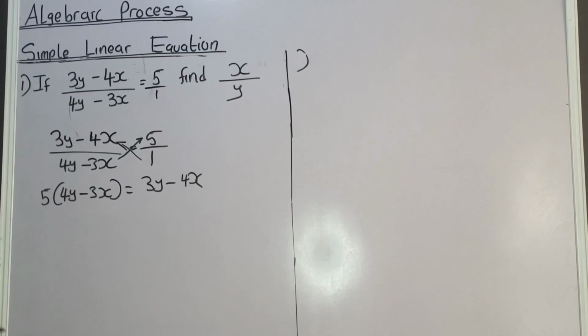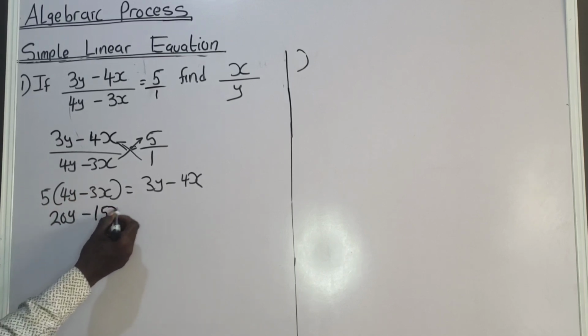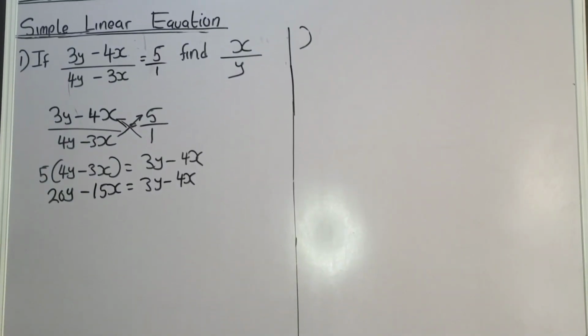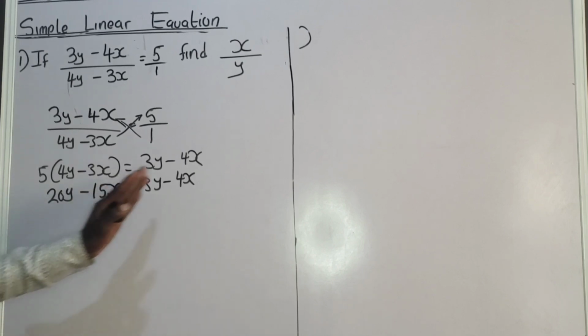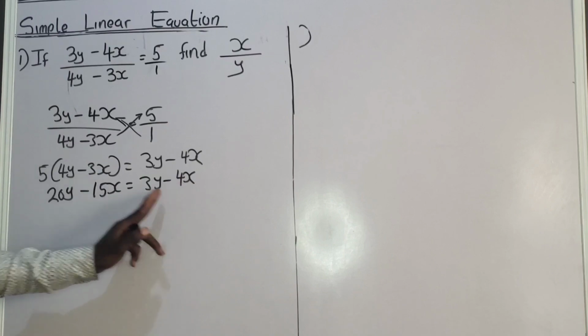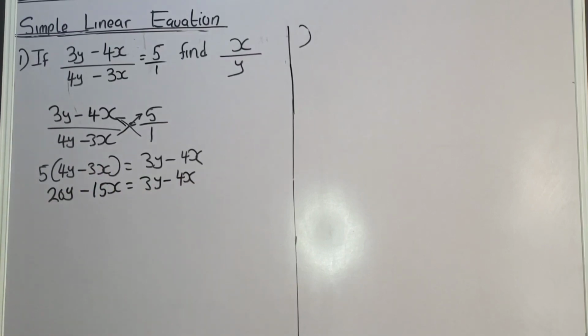5 multiplied by 4y will give us 20y. 20y minus 5 multiplied by 3x will give us 15x. You understand? Now, is equal to 3y minus 4x. Now, from this point, we can collect like terms, okay? We can collect like terms. I'm going to move x to the right hand side of the equation, and I'm going to move y to the left hand side of the equation.